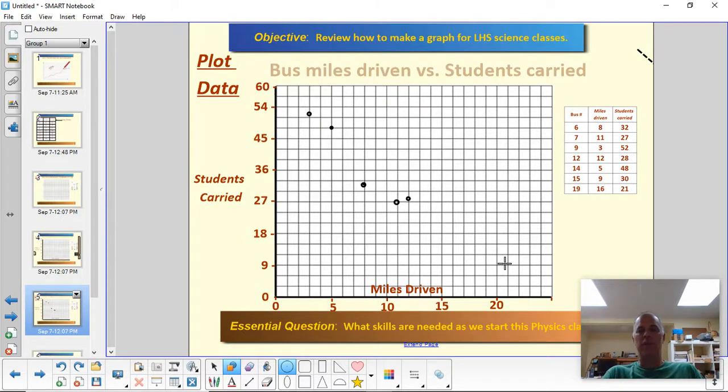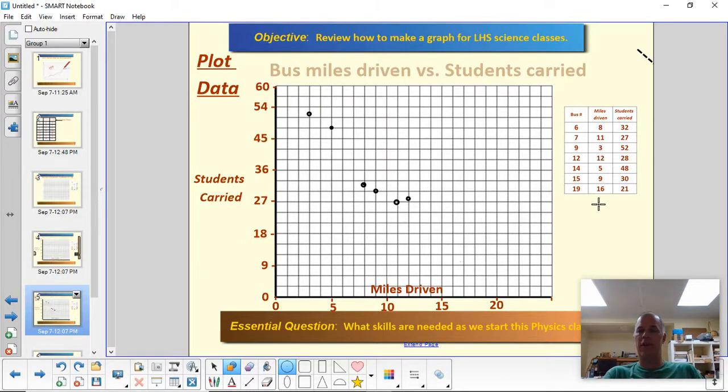Now, when you do this, you're going to be doing it by hand on a piece of graph paper, which is a lot easier, believe me. But this is the limit. This is what I have to work with, so this is what I'm doing. Okay, the next data point is going to be 9 miles driven and 30 students. So 9 miles driven and go up to 30. So there's 27. There's 30 right there.